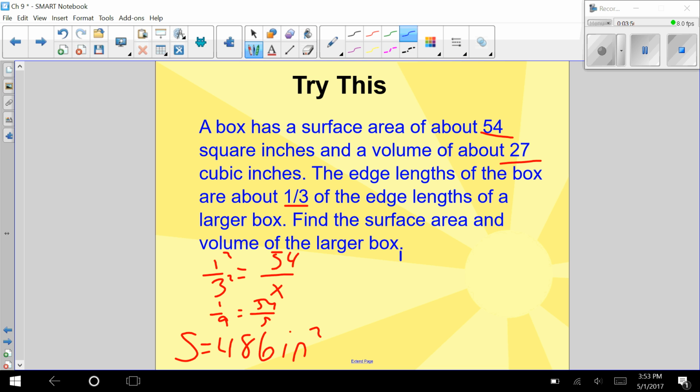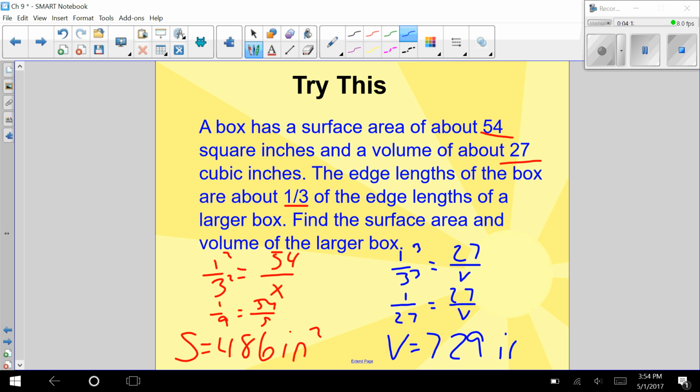For the volume, we take that 1/3 and we cube it. That will equal 27 over our volume. So really we have 1 over 27 equals 27 over V. Cross multiply and divide, and my volume is 729 cubic inches.